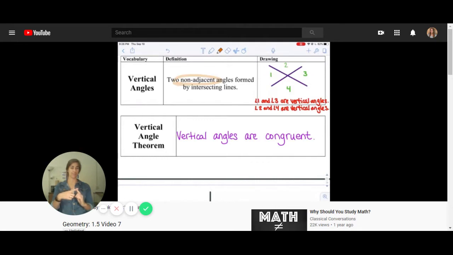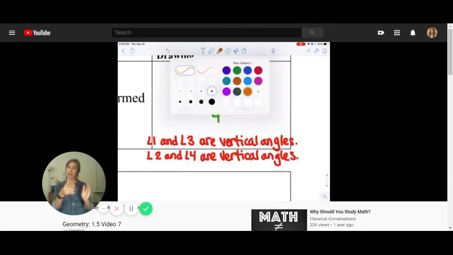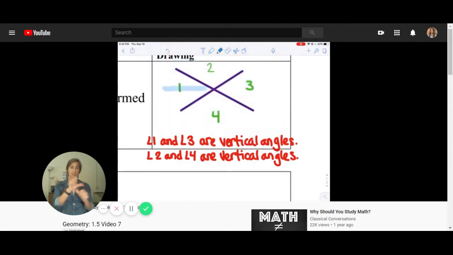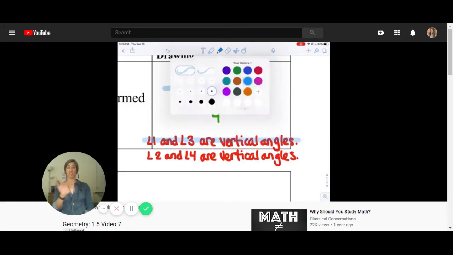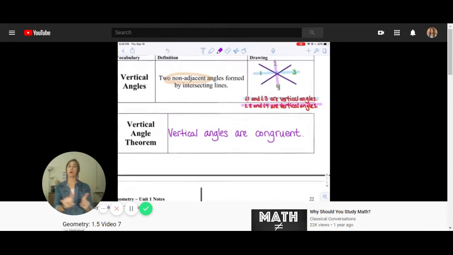Non-adjacent means the angles are not right next to each other. So angles 1 and 3 are vertical angles, right? They're kind of like across from each other. And angles 2 and 4 are also vertical angles.